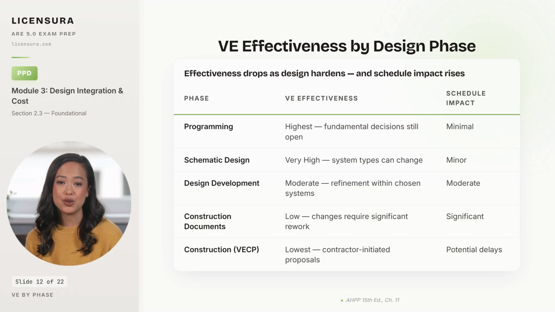Construction documents is low yield. Changes require significant rework. Every drawing gets reissued and the schedule slips noticeably. And during construction, VE happens through Contractor Value Engineering Change Proposals, VECPs, which can save money but typically introduce schedule delays, claim exposure, and warranty disagreements that erase part of the savings. Beyond timing, the exam loves to test whether you can tell a real VE proposal from a cost-cutting deletion.